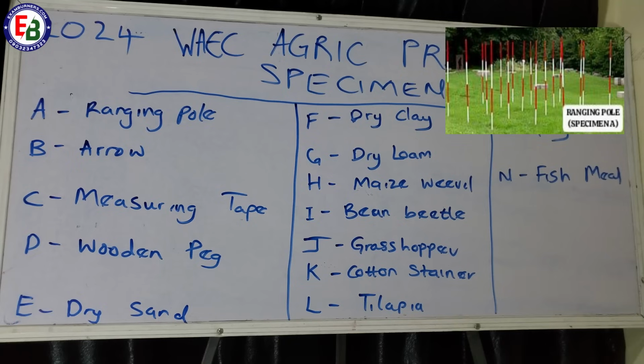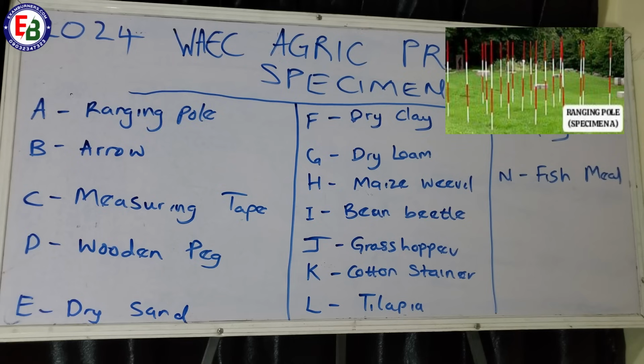If you are told in the exam, let's say your question is give a detailed description of specimen A, your answer should be: specimen A is a surveying tool that is straight. You should know that your ranging pole is straight. But in the exam, don't say ranging pole is straight. You say specimen A is a surveying tool that is straight. You don't need to mention the name of the specimen while answering the question. So your answer will be specimen A.